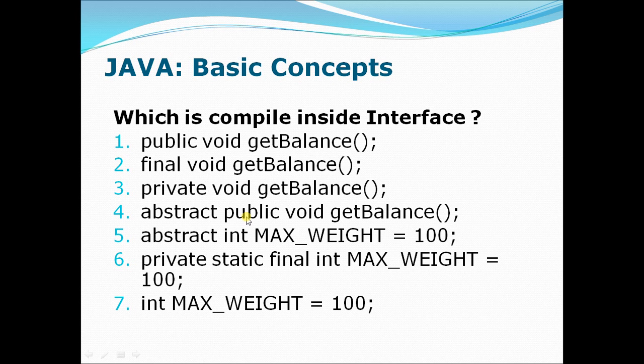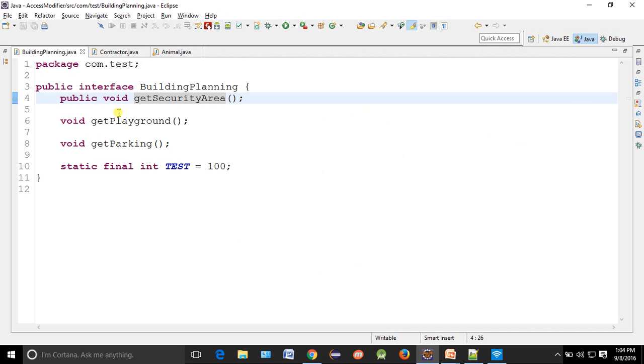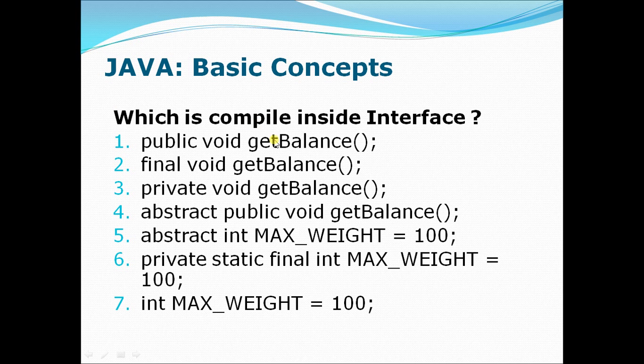Will it compile or not? This is a non-access modifier, and this is an access modifier. Can I interchange the access modifier with the non-access modifier? Can we do it like this? See, it is not a problem. We can interchange them. We can write public abstract or abstract public, both are fine. Okay, so this is okay.